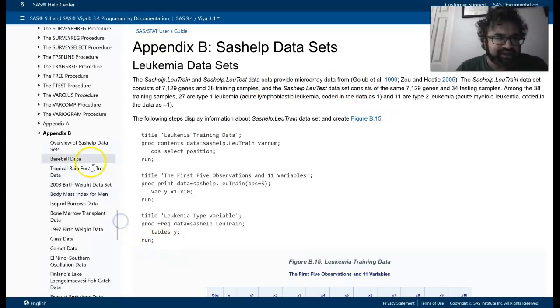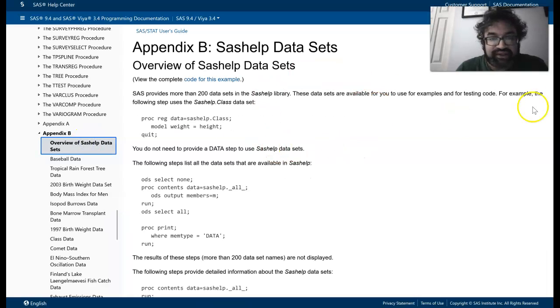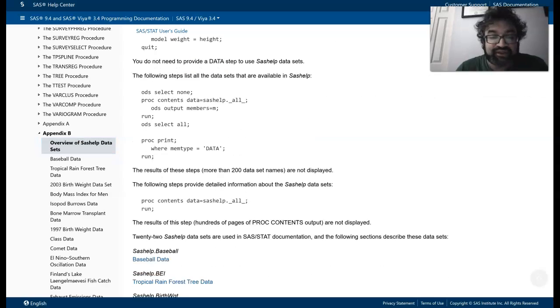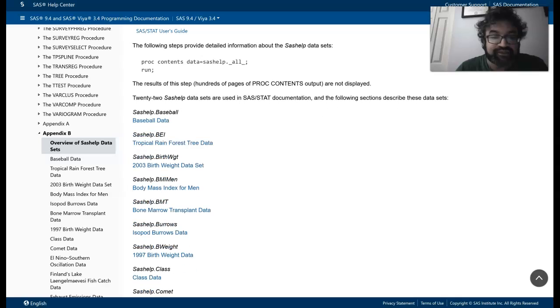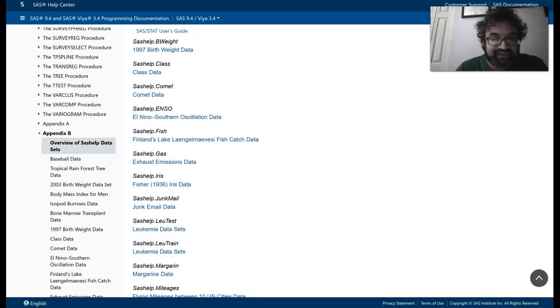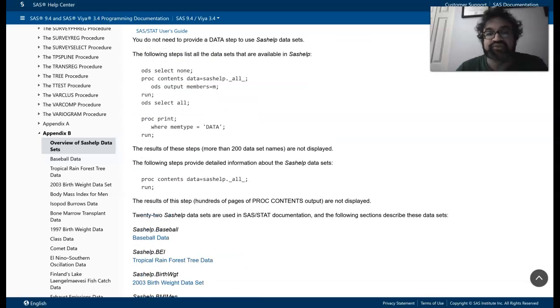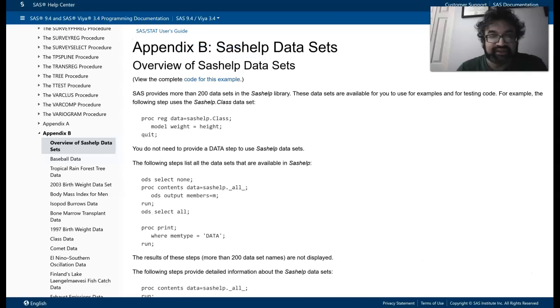So if we now look at the overview, I think it's good to go back to the overview and make sure there's actually 200 data sets. I've only scratched the surface of what is available within the contents of this, and it's helpful to go through a lot of these and take a look at what they are. And Framingham Heart Study happens to be one of them.